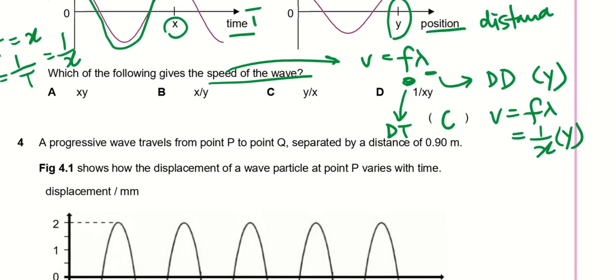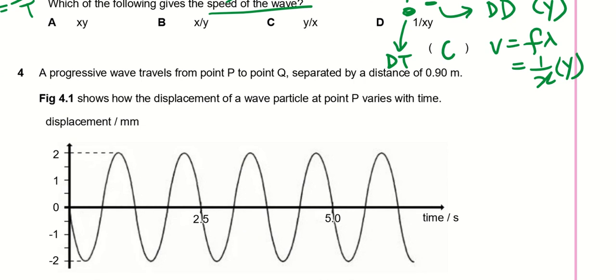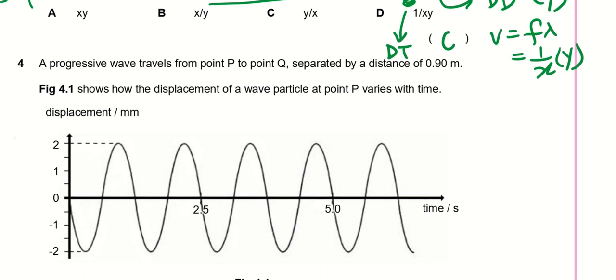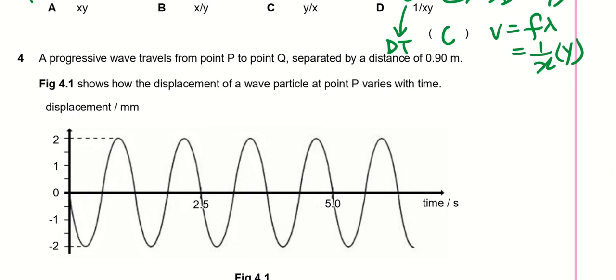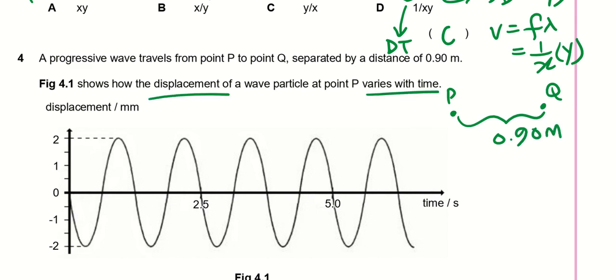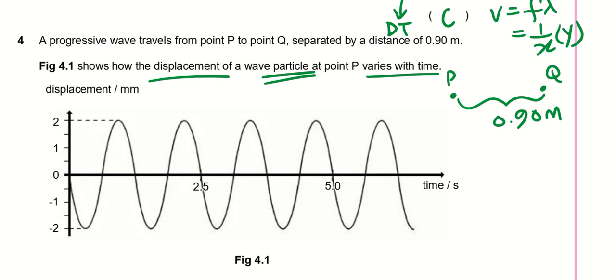So you need to know exactly what you can get from the d-d and d-t graphs. Question 4: a wave travels from P to Q separated by a distance of 0.90 meter. Maybe this is P, this is Q. The graph shows how the displacement of a wave particle varies with time. It's like a video that shows the displacement of the particle at each point in time. So this is our d-t graph.